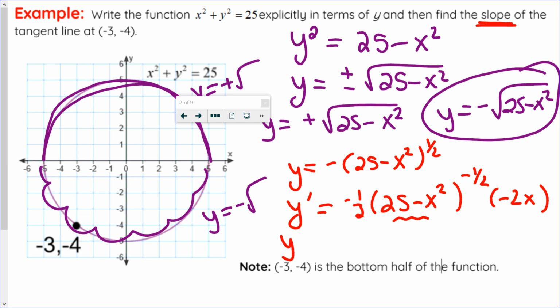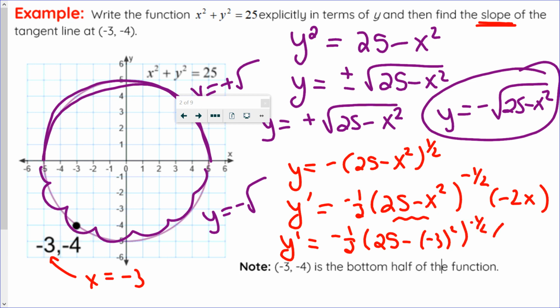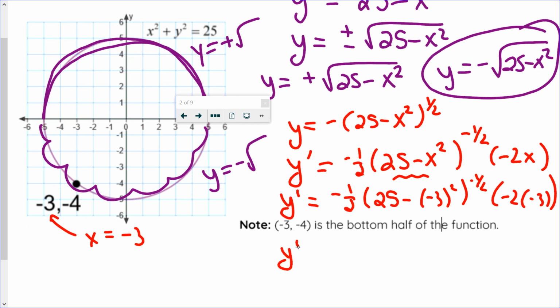So y prime, which is the slope, is -1/2 (25 minus x squared), and I see that x is equal to -3. So that's going to be (25 minus (-3) squared) to the -1/2 times -2 times -3. Let's tidy this up. So I have y prime is equal to -1/2. (-3) squared, -3 times -3 is 9. 25 minus 9 is 16 to the -1/2, and then multiplied by +6.